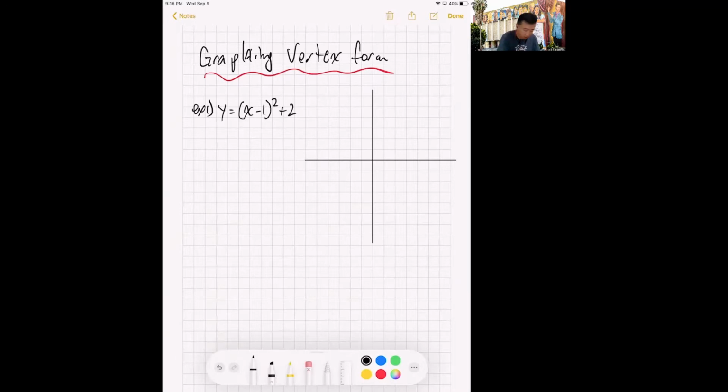So again, what is the vertex coordinate? The vertex coordinate is, we're going to switch that, so it becomes positive 1. We're going to keep that, so it's positive 2. So the vertex is positive 1, positive 2. Okay, now, from there, we are going to use the A. Now in this case, let me use a different color. The A is right there.